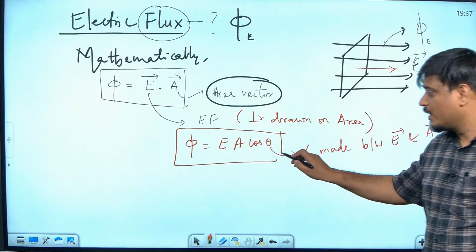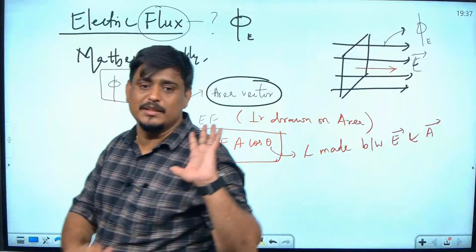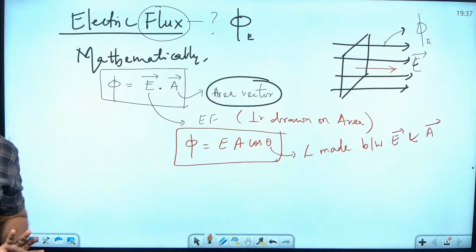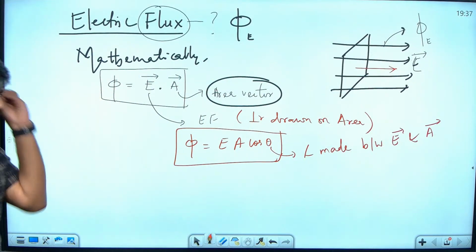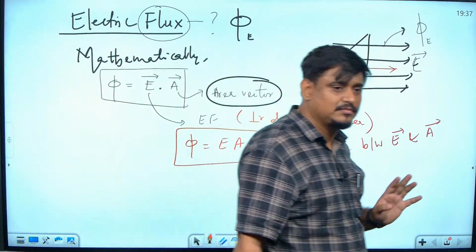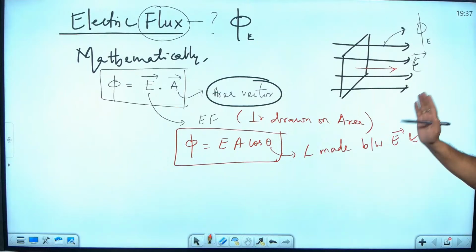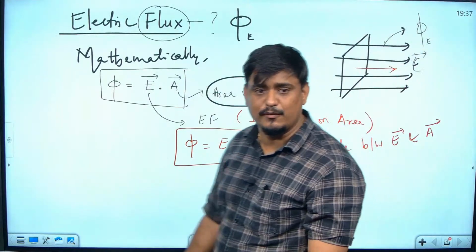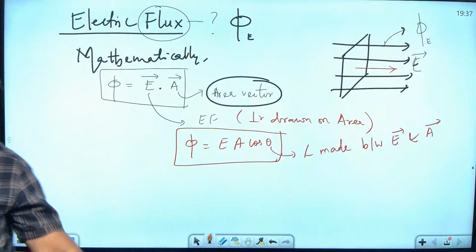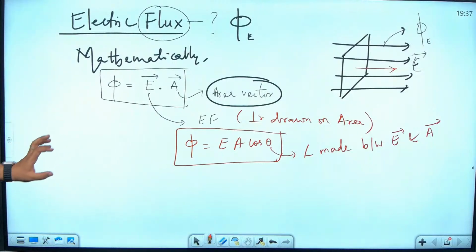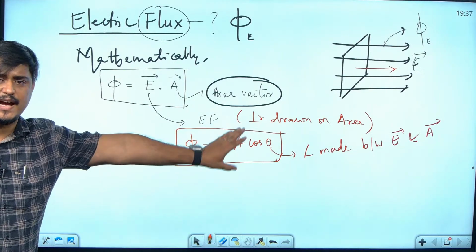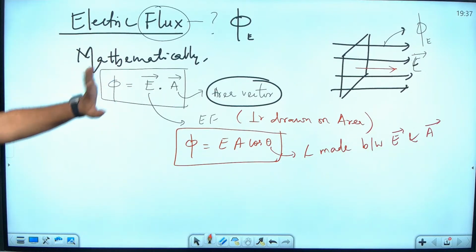And believe me, expect a question from this concept in the board exam itself. Electric flux is a sure question in the board exam. Not from here, I will go deep, this is just the introduction. But yes, this topic is very important for the board examination, electric flux. Is it clear to you what I have written here? E A cos theta, E is the electric field, A is the area vector, theta is the angle made between electric field and area vector.